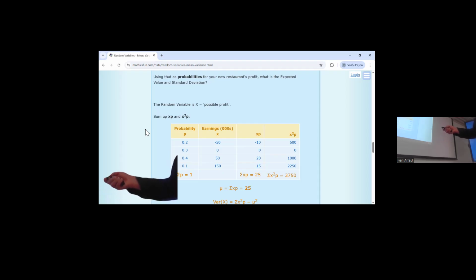And for the standard deviation, you need to calculate this, x squared p. This square times 0.2 is this. This square times 0.3 is 0. 50 squared times 0.4 is this, and so on. You sum this. You have the ingredients for calculating the variance. It will be this value minus this value. And then you obtain this variance. And this is the standard deviation.